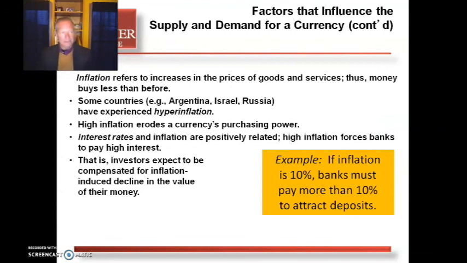Inflation: if inflation goes up, then the dollar gets weaker because it's based on a basket of goods. Hyperinflation means that their currency loses value every single day, which means prices are going up exponentially and nobody uses the currency anymore. Interest rates and inflation are positively related. So if inflation goes up, interest rates go up. If interest rates go up, the stock market goes down. And I just told you, if the stock market goes down, then the dollar gets weaker. So interest rates and inflation are positively related. If interest rates and inflation go up, the dollar gets weaker.